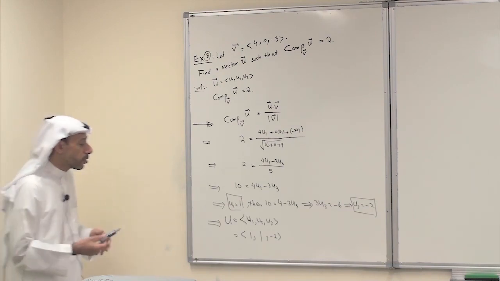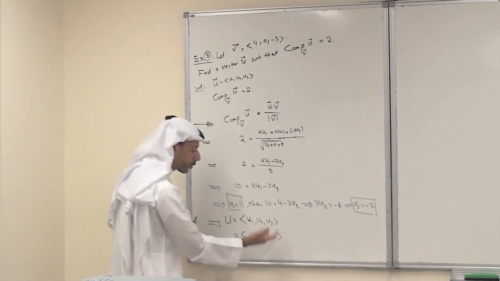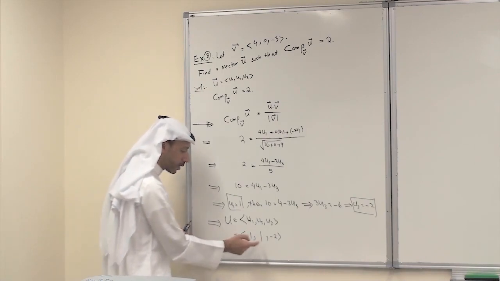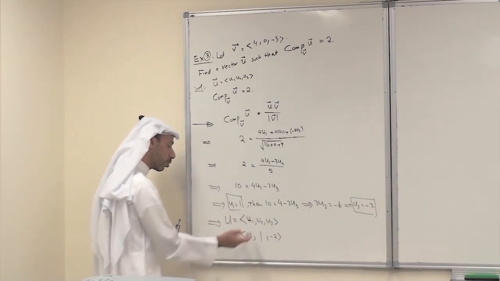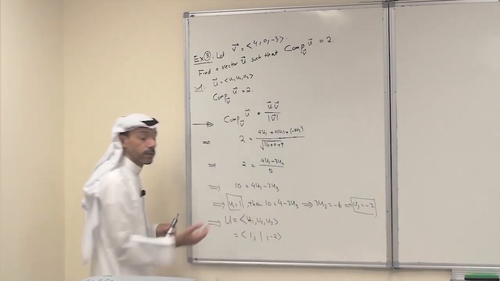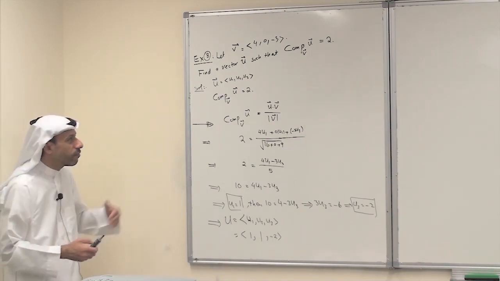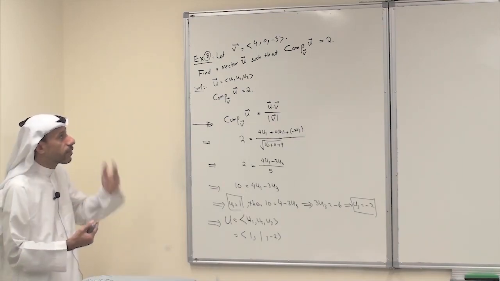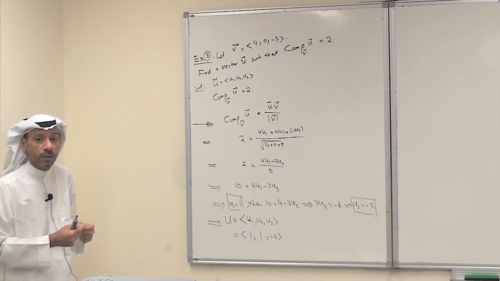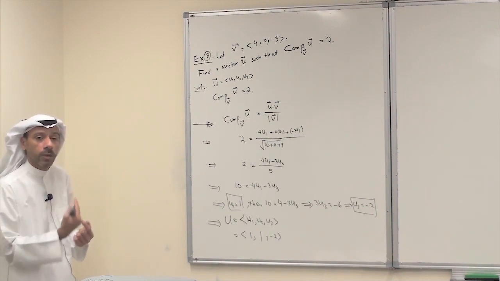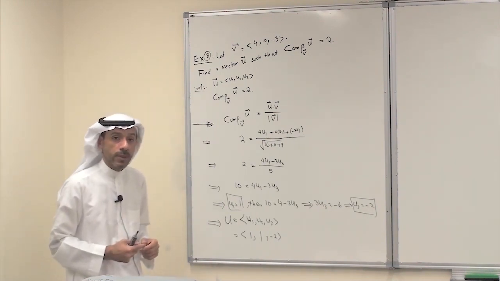If I need other vectors, I can choose 1, 2, minus 2. A third vector, 1, 10, minus 2. A fourth vector, 1, minus 100, minus 2. So there are really infinitely many vectors satisfying the conditions of the problem. But we need only one. So this is one possible solution.